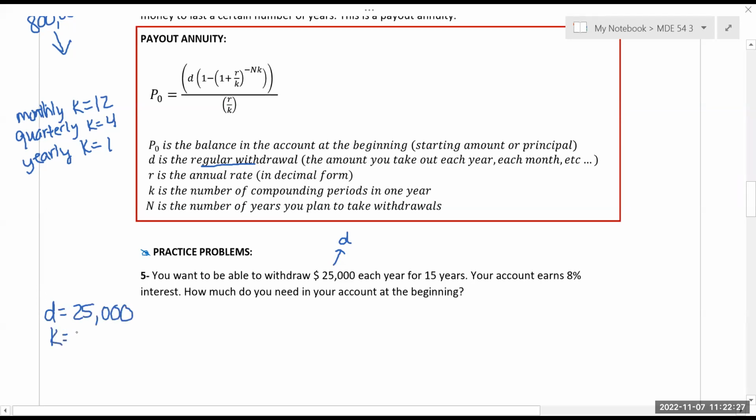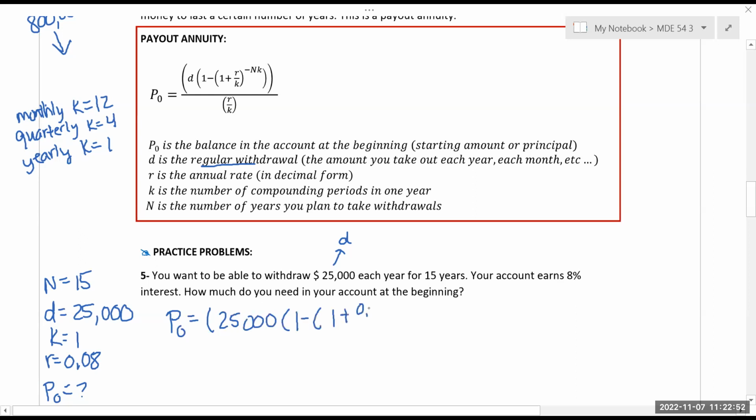k in this case is 1 because you're only taking it out yearly. The account continues to earn 8%. How much do you need? Oh, and n is 15. So I like to read the problem, figure out what it is, and then go through and get all my variables. And then I'm going to put them all in. So P0, I do not have. I have D.